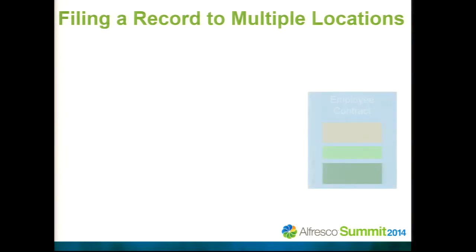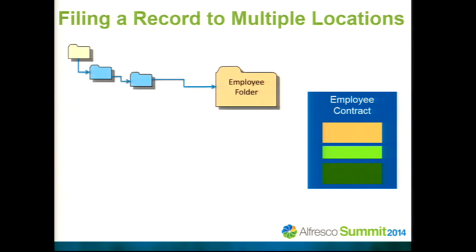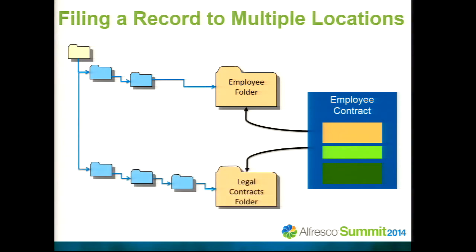This is a pretty interesting feature that we have now. If you have a contract file, let's say, you might want to file that under an employee record in the file plan, but you might also want to file that under a legal folder. So here's a representation of that. If you have an employee folder, you might file it there, but you might also want to file it in a different place too, and there wasn't a way to do that previously.